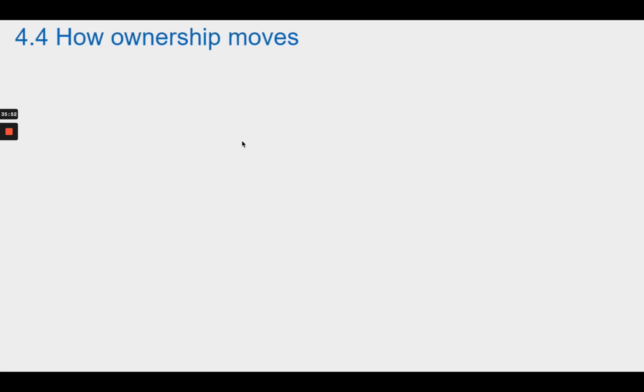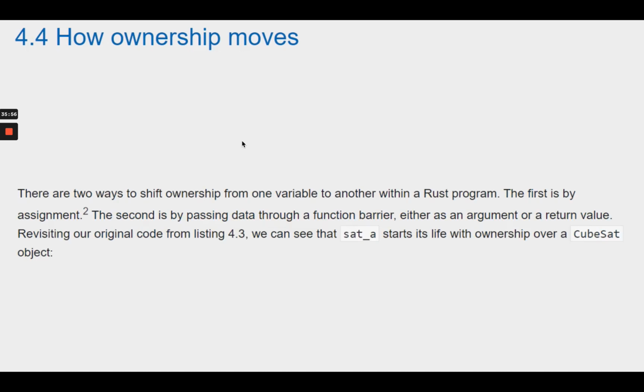Section 4.4. How ownership moves. There are two ways to shift ownership from one variable to another within a Rust program. The first is by assignment. The second is by passing data through a function barrier, either as an argument or a return value. Revisiting our original code from listing 4.3, we can see that sat_a starts its life with ownership over a CubeSat object.